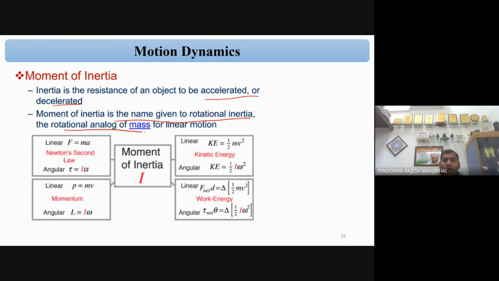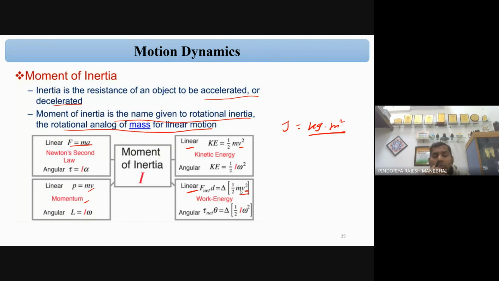It is the rotational analog of the mass in linear motion, correct? Inertia is nothing but your mass, and the moment of inertia is indicated by J, in kilogram meter square. In linear motion, we can say F equals ma, that is Newton's second law. Kinetic energy is KE equals 1 by 2 mv square, and momentum is P equals m into v. These are the simple motion dynamics equations.